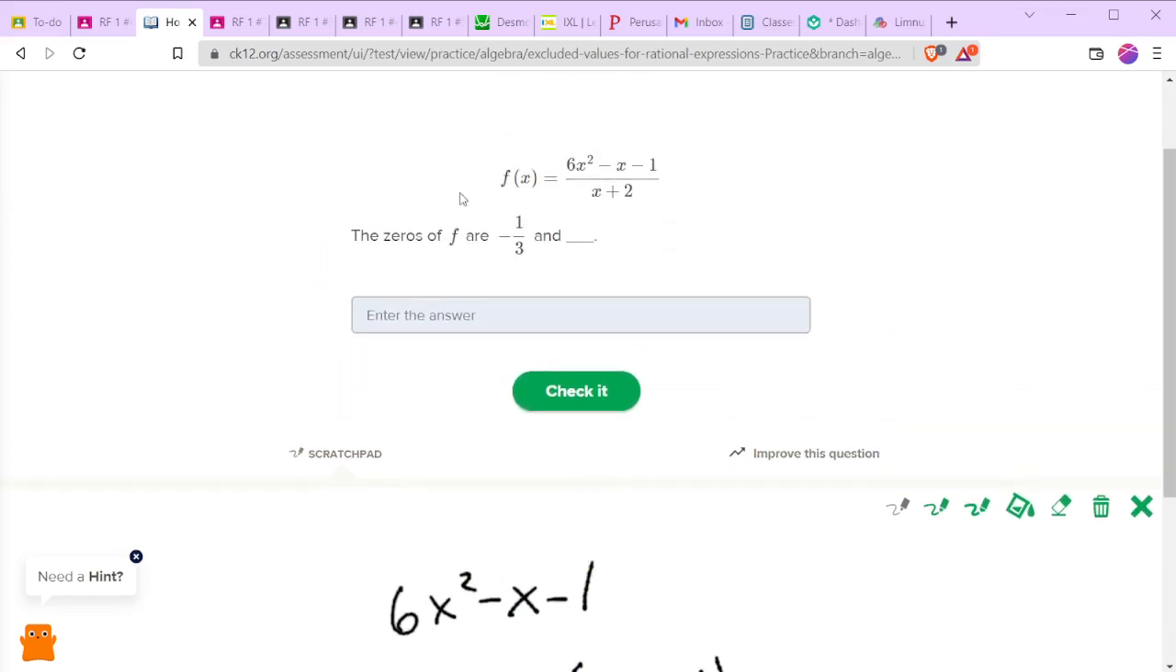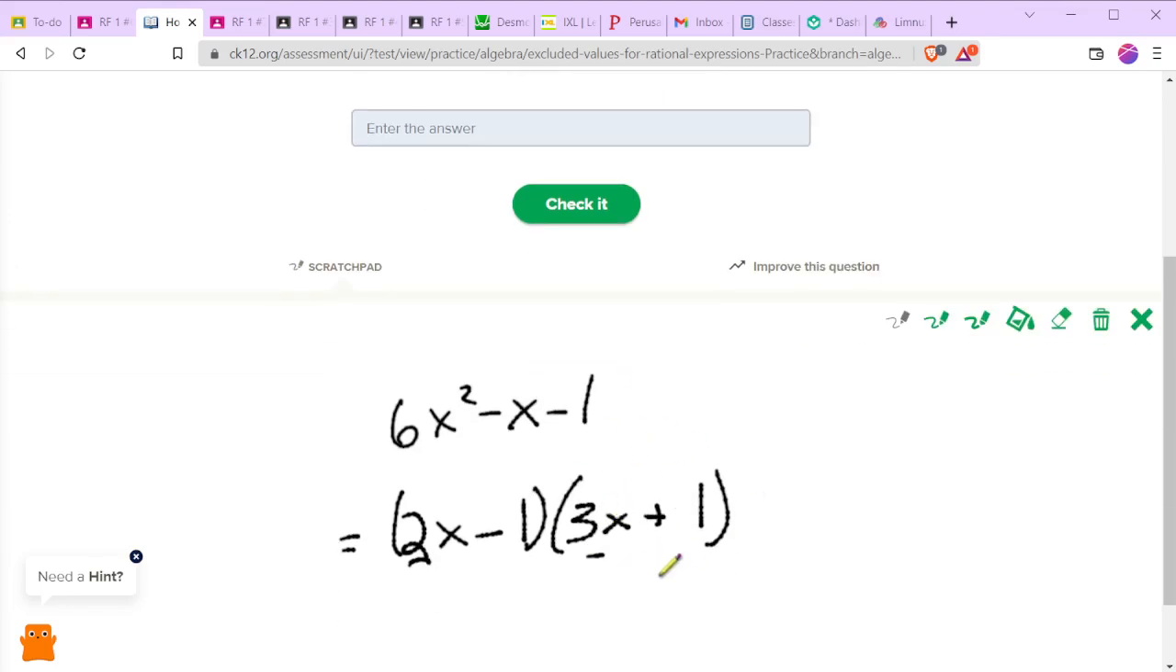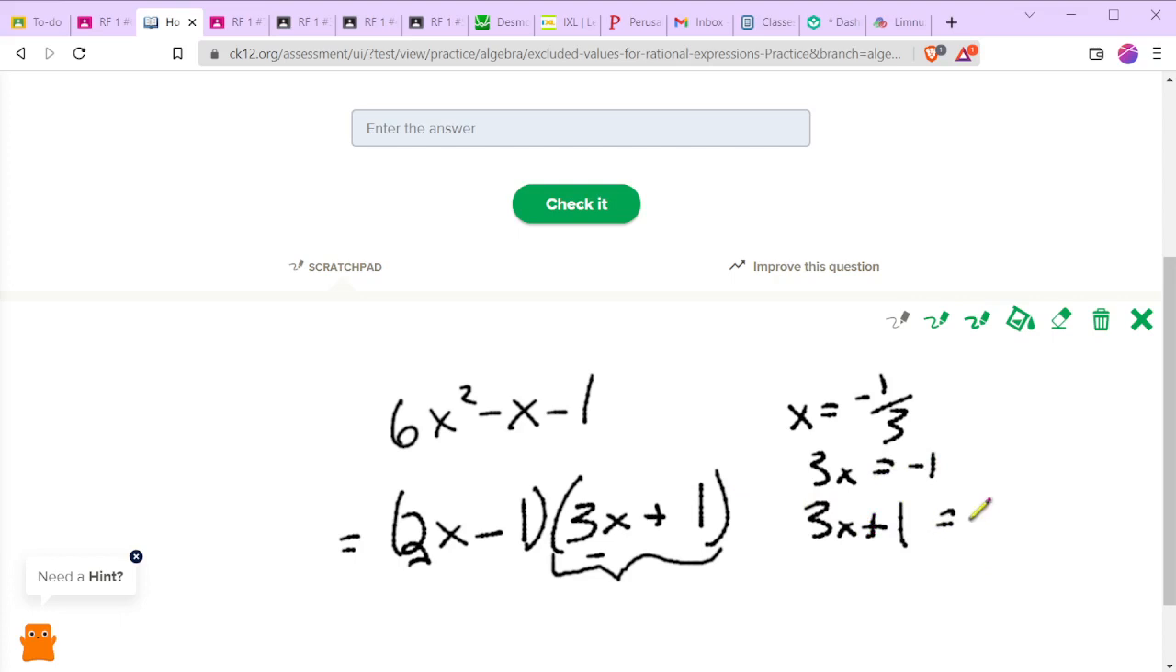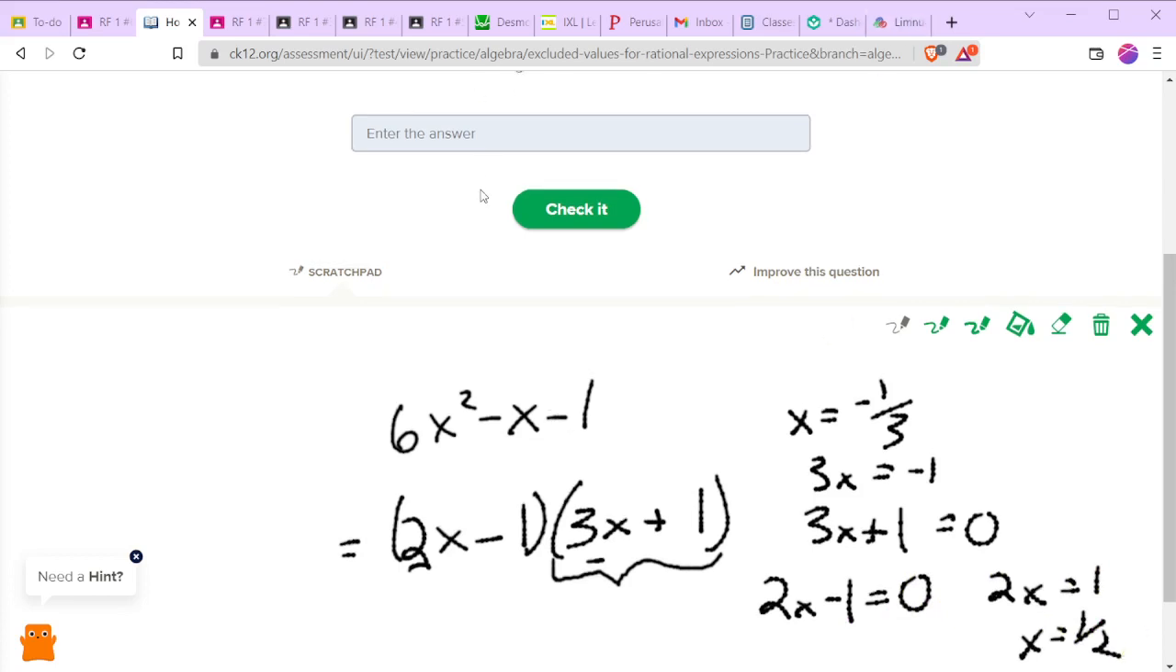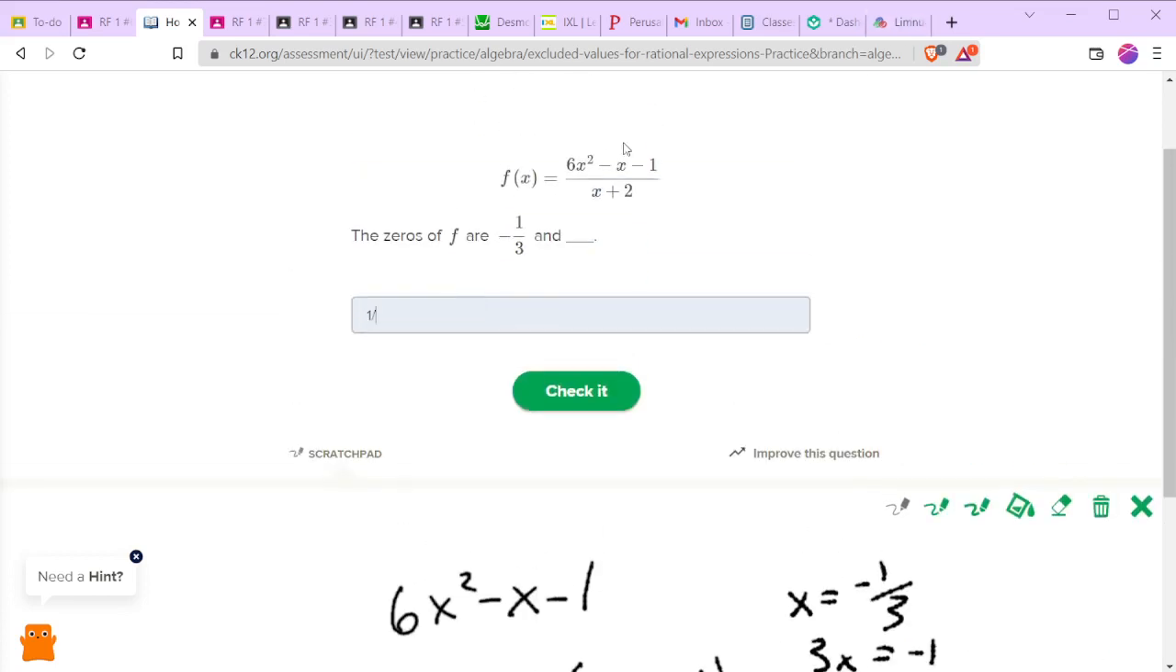So the zeros are negative 1/3. That's what we get from this one, which we could have used to build that factor. If x is negative 1/3, then 3x is negative 1, and 3x plus 1 is a factor. Our other factor, 2x minus 1 equals 0, is the same as 2x equals 1, or x equals 1/2. So 1/2 is our missing zero.